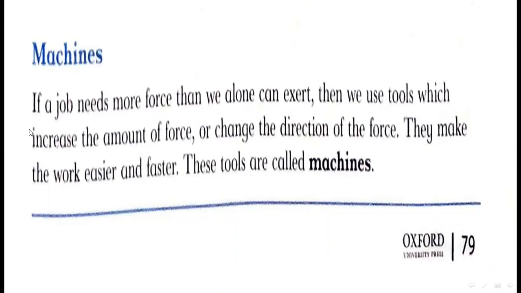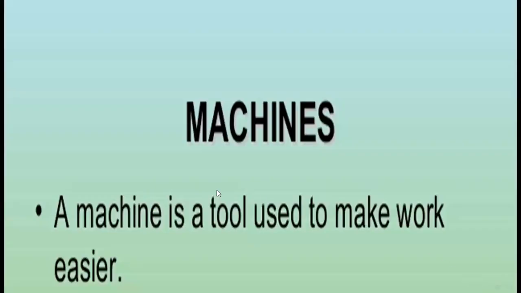What is a machine? If a job needs more force than we alone can exert, then we use tools which increase the amount of force or change the direction of the force. They make the work easier and faster. These tools are called machines. So, an easy definition of machine: a machine is a tool used to make work easier.